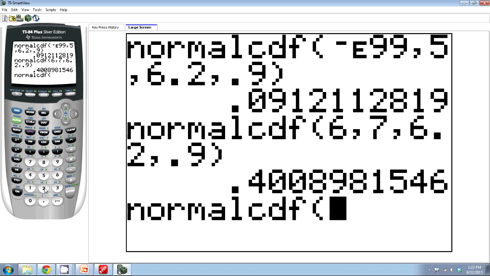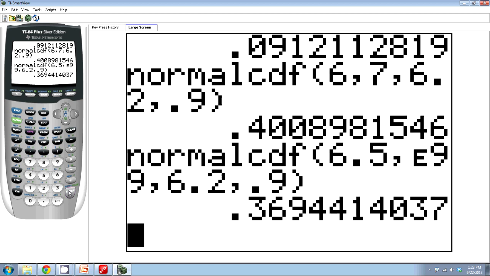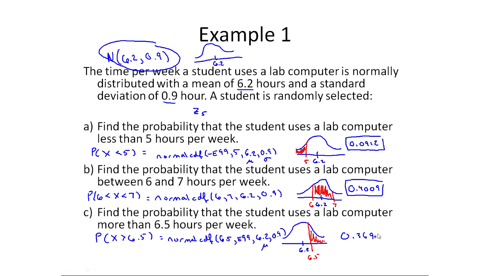So when I calculate this in the calculator, again, being careful about which E to use and making sure it's positive since we're going to the right, I get 0.3694. So again, as a percentage, I can think of this as 37% of students use the computer more than 6.5 hours per week in this lab. So again, the only big change is when dealing with X, we have to let the calculator or whatever software you're working with know what the correct mean and what the correct standard deviation is, so it doesn't go thinking you're dealing with Z-scores.